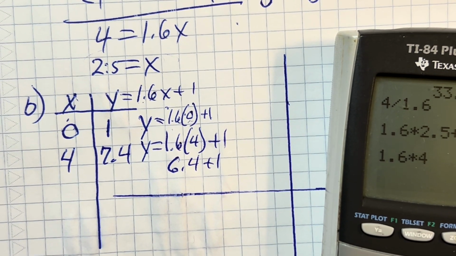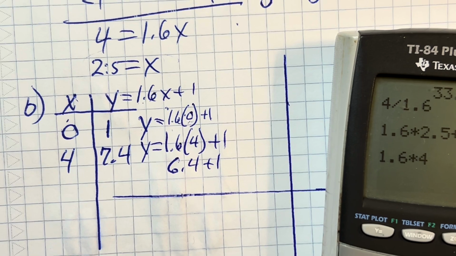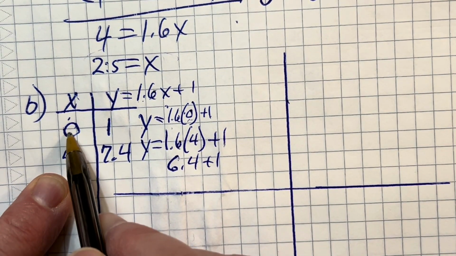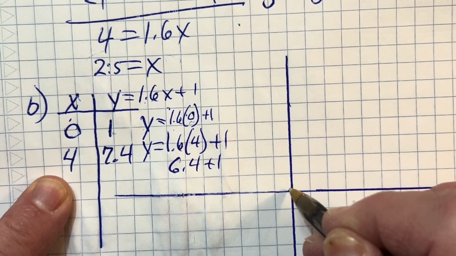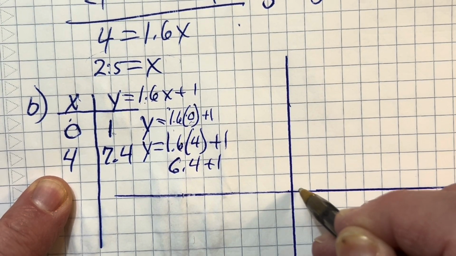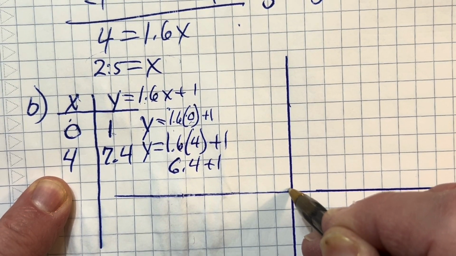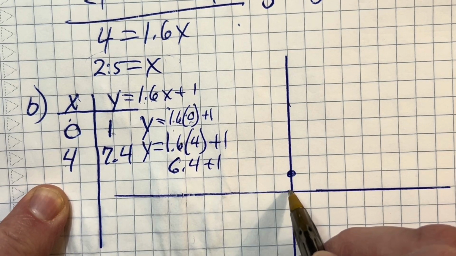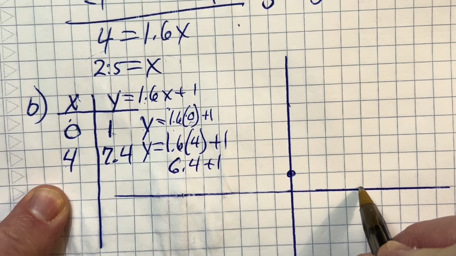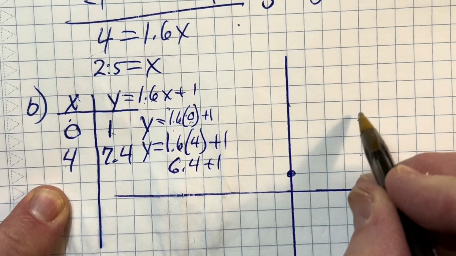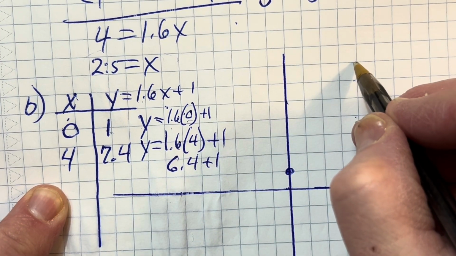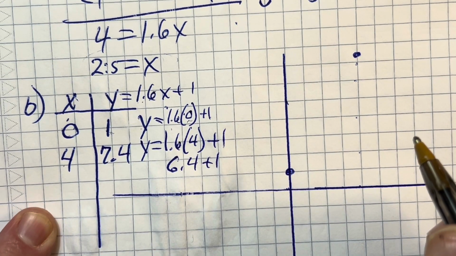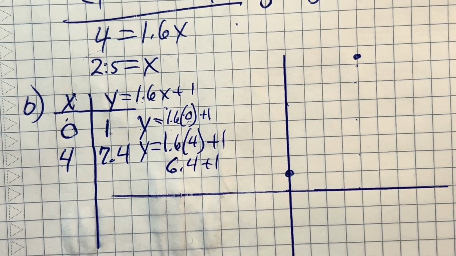Do you know you only need 2 points to make a graph? All we have to do is find the point 0, 1. So in my x direction, this is positive, I go 0, and up 1. There's 1 point. My second point, I go over 4, 1, 2, 3, 4, and up 7.4. 2, 4, 6, 7.4 would be about right there, just a little bit less than half. I could draw a line and there it would be.